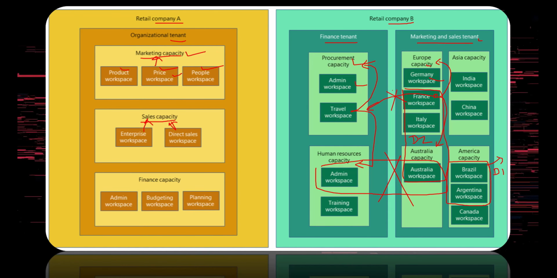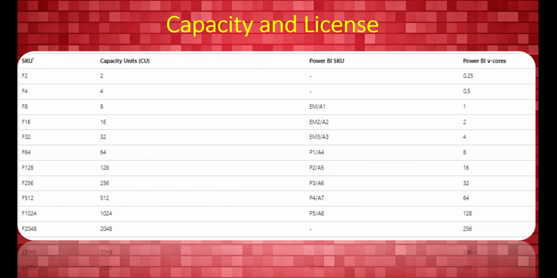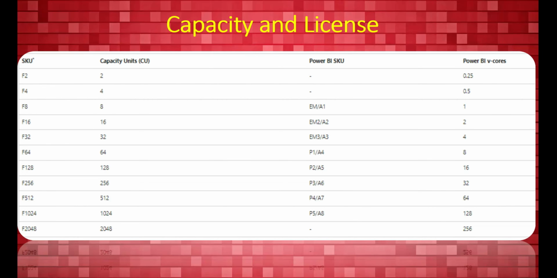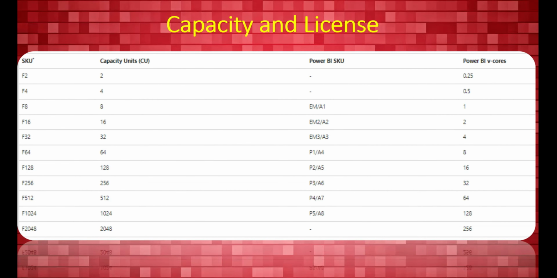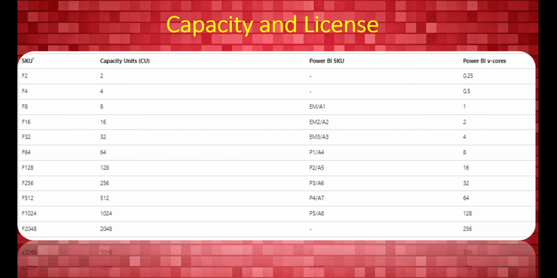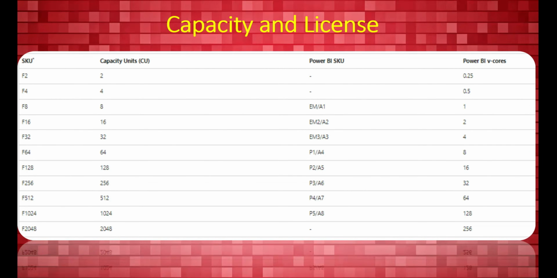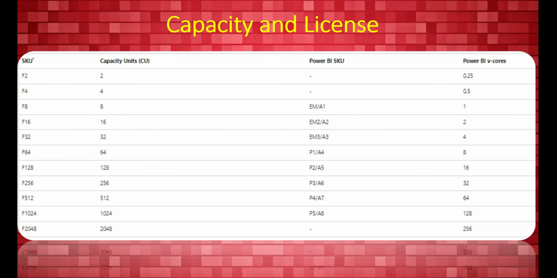Okay. So now let's move to the concept of capacity and licensing. This is again part of the Microsoft documentation. As you can see, CU, what we're calling it here, is nothing but capacity units, right? We were talking about this, so every time it is charging at the capacity level.